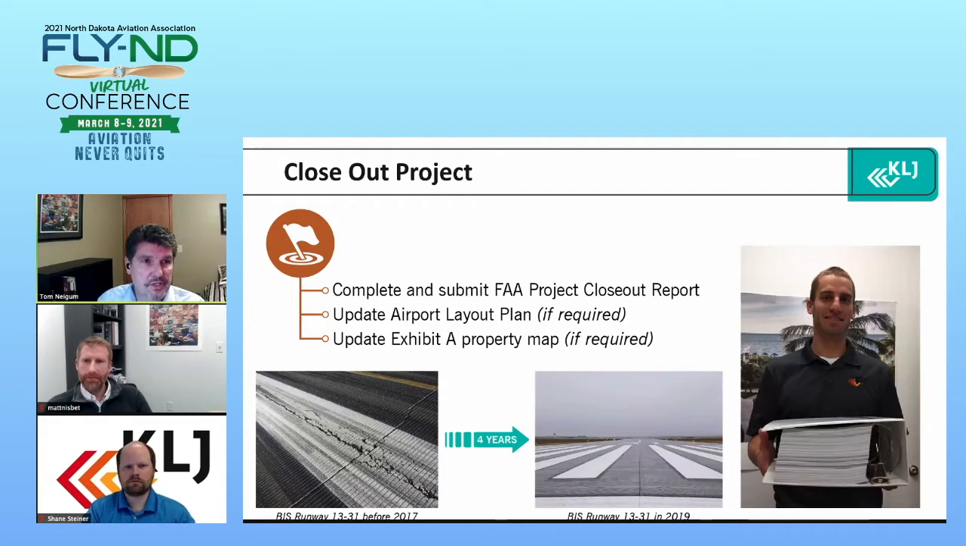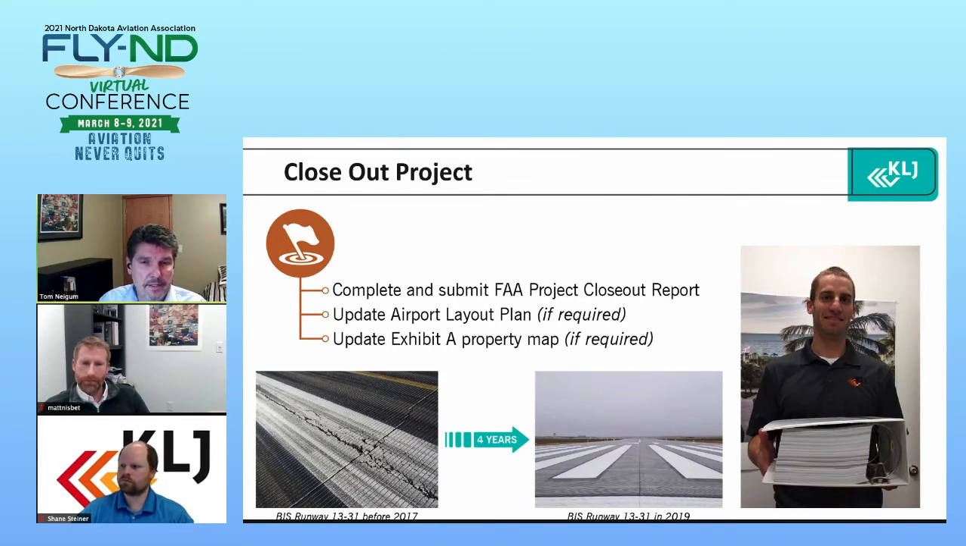Once that's completed, you submit the closeout report. There's a lot of things that go into the closeout report. It's really a financial summary of the project. It'll include all the approved agreements with your consultant, with the contractors, things like that, testing summaries, and then some things you may have to complete as part of your project: an airport layout plan update, if it's required, and an Exhibit A property map if there was anything impacted on your property side.